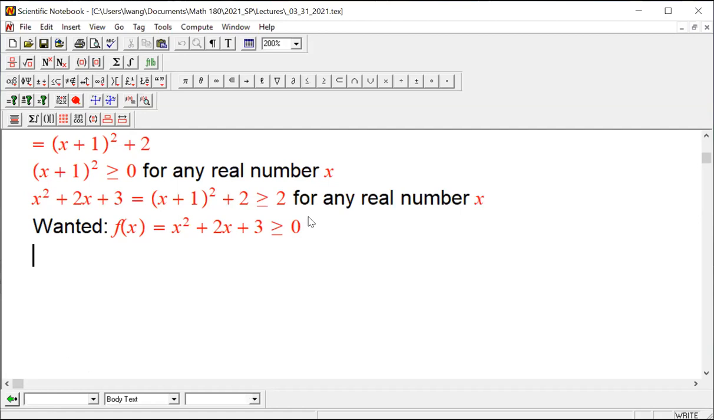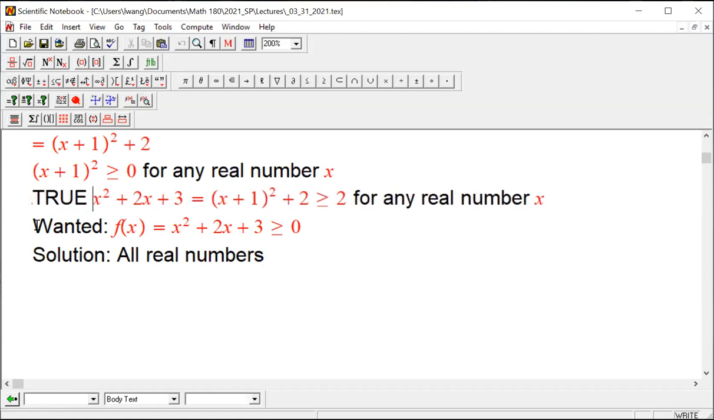So what is the solution? All real numbers. Okay, this is true, and this is wanted. What's wanted is guaranteed by truth. Do you follow me? Yes. Therefore, the solution is all real numbers. So if you do completing a square, you could go this route.